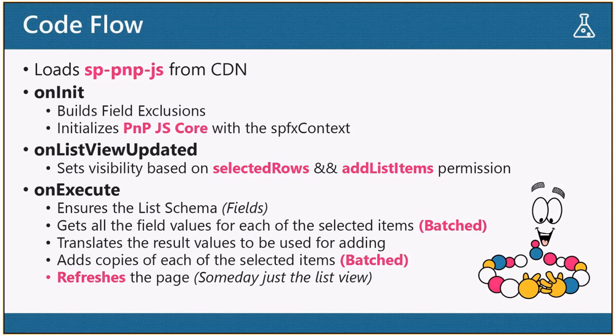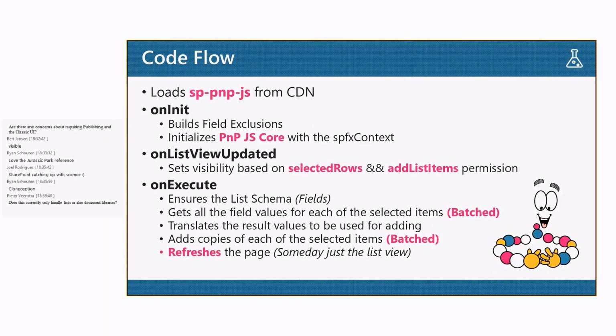Then we're going to translate those resolved values to be used for the adding. There's just a couple of minor things you have to do. It's a bit of a quirk with the SharePoint REST API. For instance, you've got to add a results array for multi-users, that kind of thing. Okay, and then we're going to add copies of each of those selected items, again, batching those. So it goes much quicker than if you were trying to do that one after another.